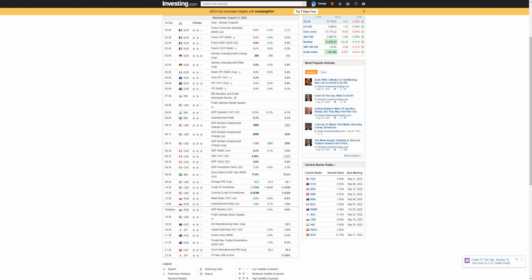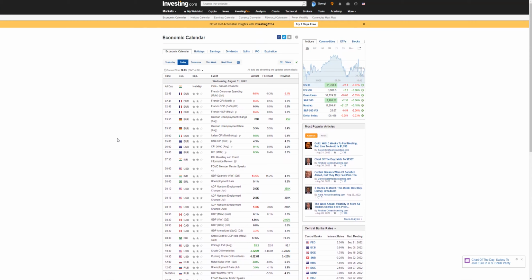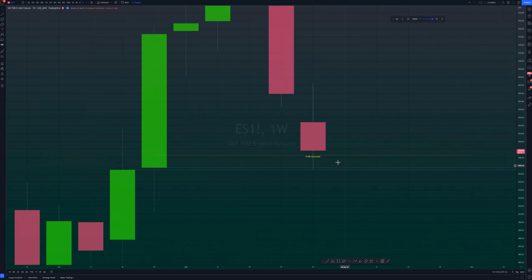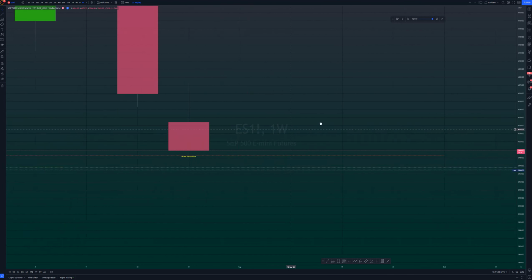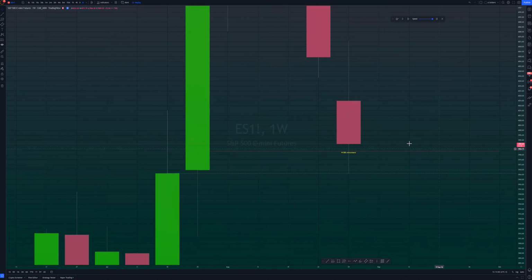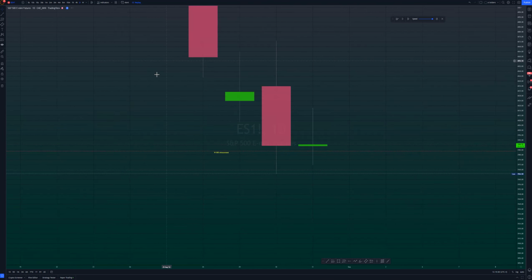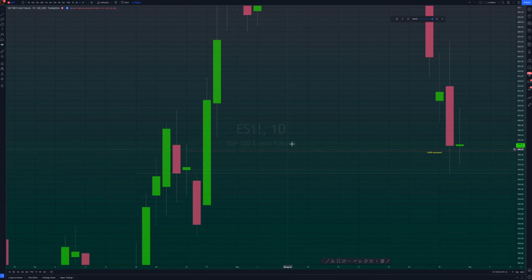And also this week is non-farm payroll. So usually on non-farm payroll weeks we have a lot of sideways because of the non-farm payroll. And let's see what else we have.